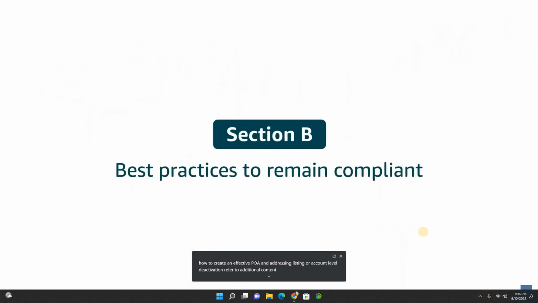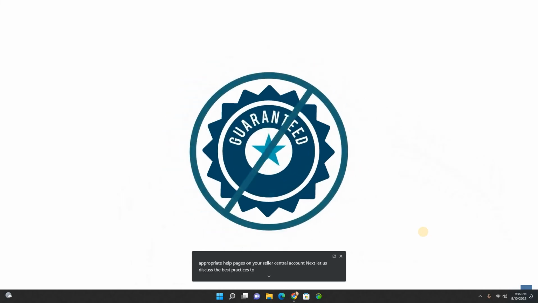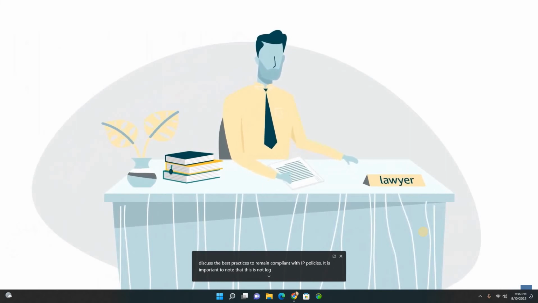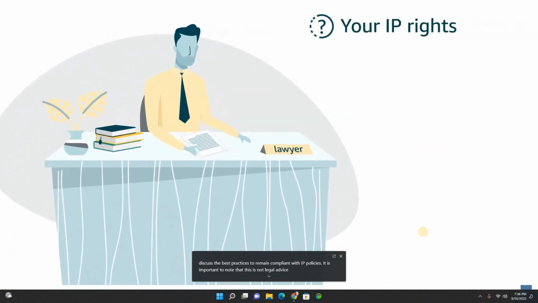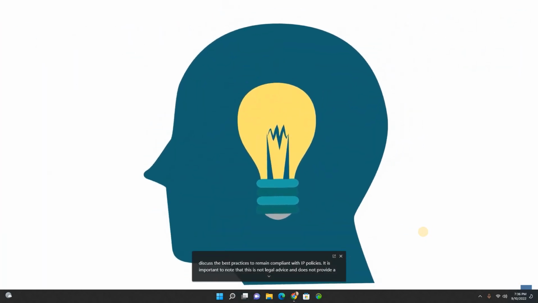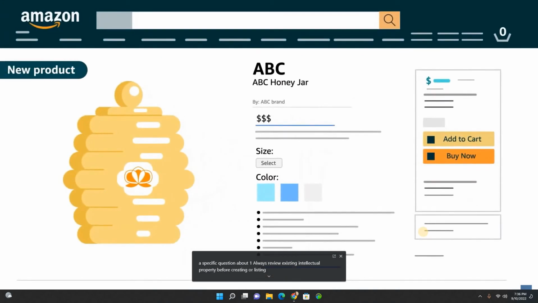Next, let us discuss the best practices to remain compliant with IP policies. It is important to note that this is not legal advice and does not provide a guarantee against violations. You should consult a lawyer if you have a specific question about your IP rights or the IP rights of others. 1. Always review existing intellectual property before creating or listing a new product. 2.